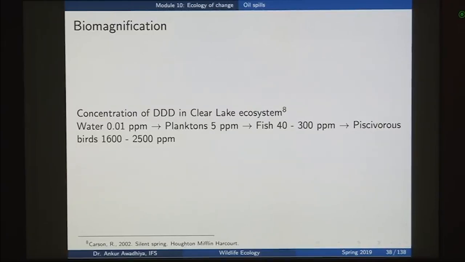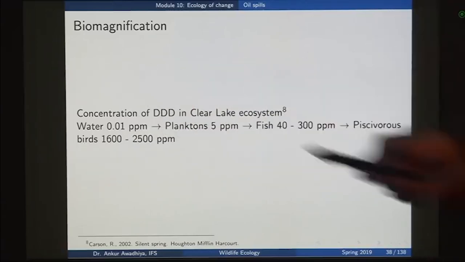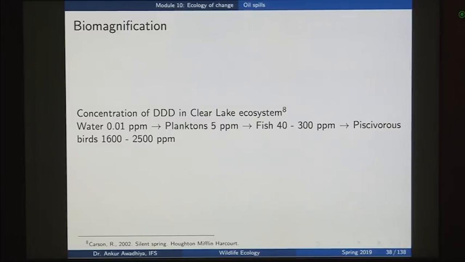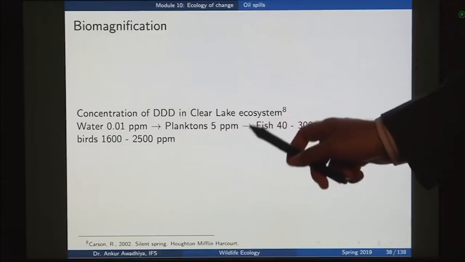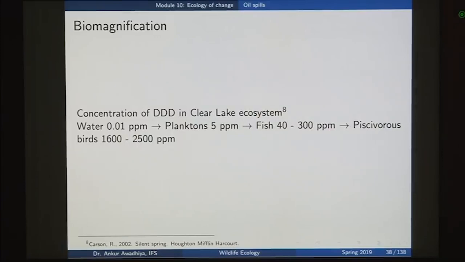Now, DDT is a chemical that was used in large measure at the time. In the case of this Clear Lake ecosystem, there was a spray of DDT to control certain organisms, and when this spray was done, the concentration of the chemical in the water was 0.01 parts per million. So, there was a very low concentration of this chemical in the waters. But then if we look at the planktons in the system, they were able to accumulate this chemical to a larger concentration of 5 parts per million.